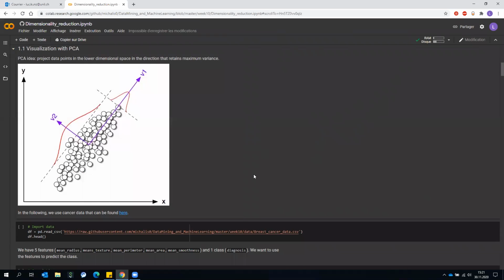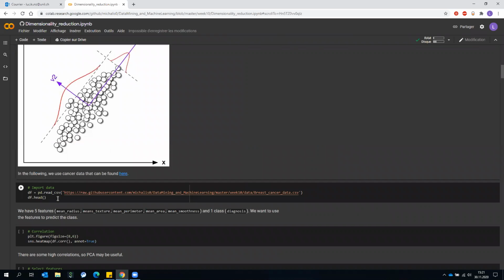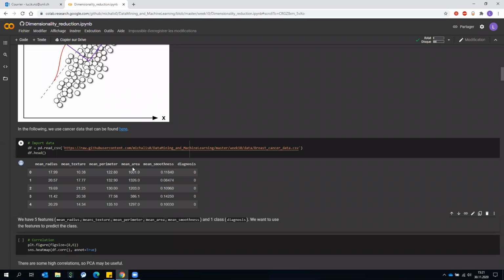Okay. And to illustrate this, I have some data on breast cancer. We have basically 5 features: the radius, the texture, the perimeter, the area, the smoothness, all numbers. And then we have a diagnosis, so 1 or 0. Of course, this is a classification problem. We want to use those 5 features to predict the diagnosis.